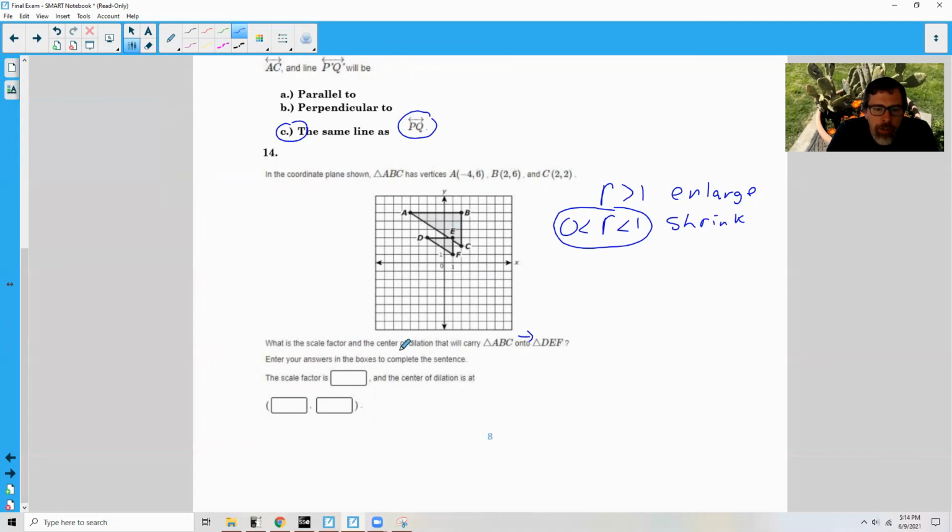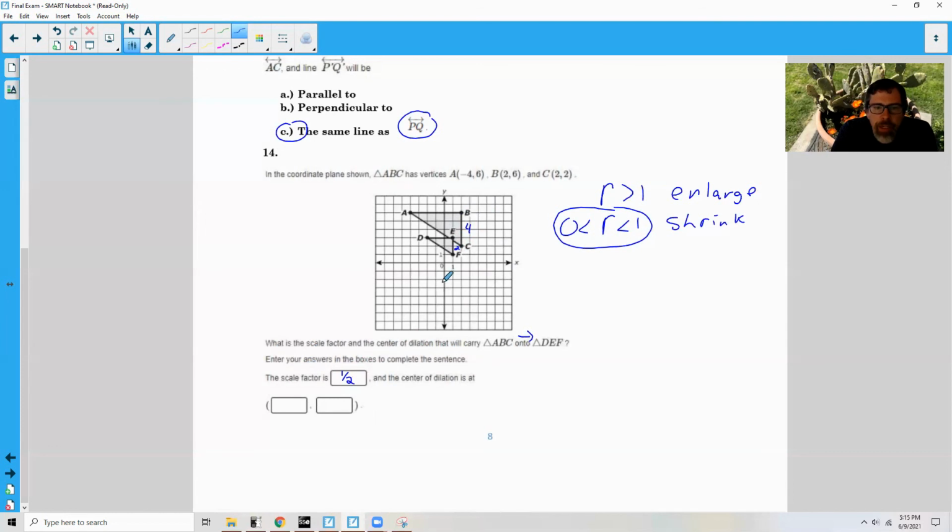All right, enter your answer in the box, complete the sentence. The scale factor is, well, to find the scale factor, you count the length of a side. BC is 1, 2, 3, 4. This is a length of 4. EF is a length of 2. I went from 4 to 2. 2 is half of 4, so the scale factor is 1/2. All right.